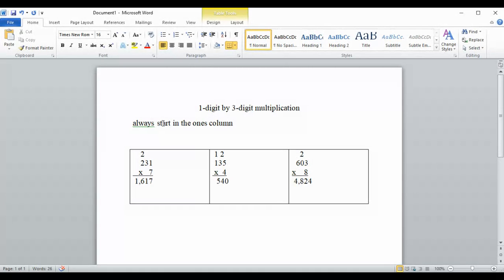Remember to always start in the ones column. Remember to carry if necessary, and then you add the number that you carried. All right.